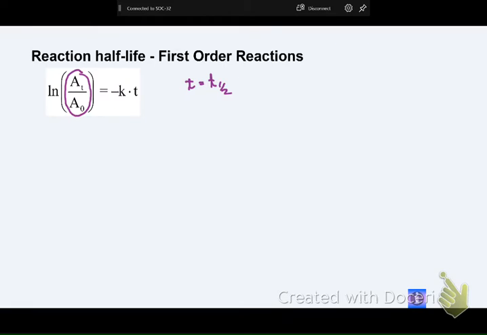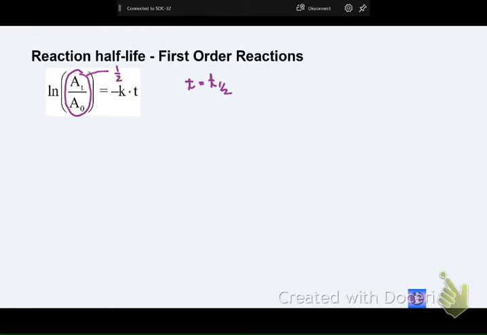That's At divided by A0. Now, A0 is your initial concentration, right? And At is the concentration at the half-life. What is that? It's a number. 0.5. 0.5 is half, right? The concentration at some time divided by the initial for the half-life is always going to be a half. So this is 1/2.